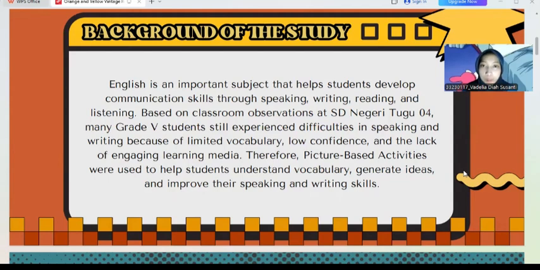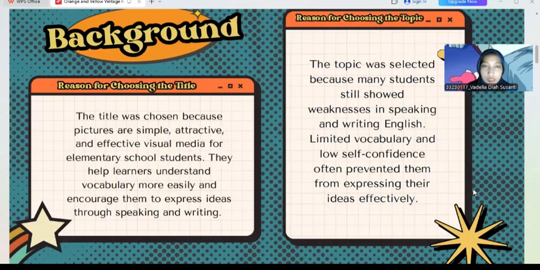We chose to use picture-based activity because pictures can help students understand vocabulary more easily, generate ideas, and improve both speaking and writing English. Limited vocabulary and low self-confidence prevent students from communicating effectively. Therefore, we wanted to find a learning strategy that could help students improve these important language skills.